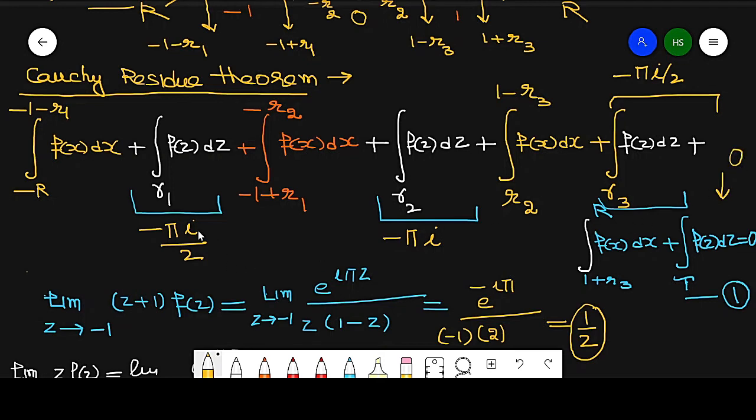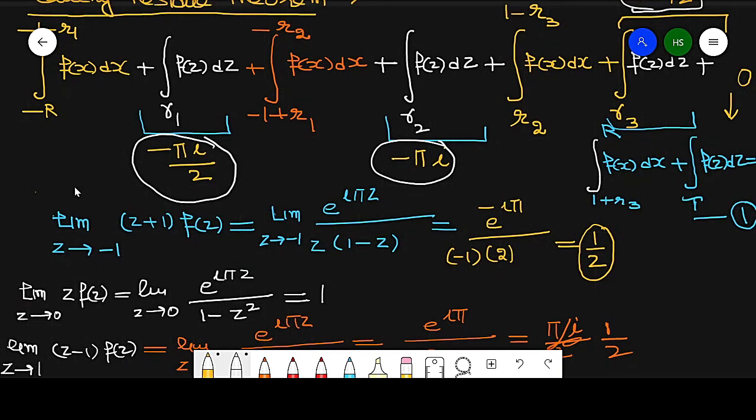Right? So this total sum, minus pi iota, this and this, so this is 2 pi iota and this is 0. So this right hand side can be written as 2 pi iota.